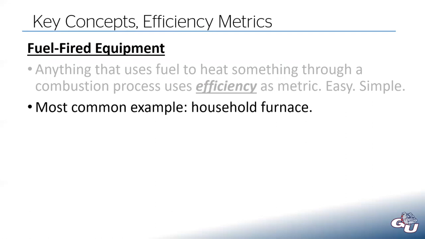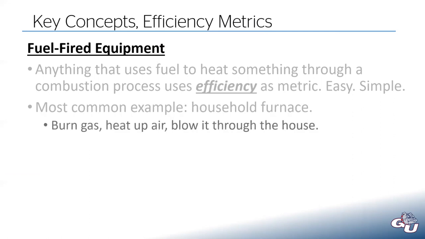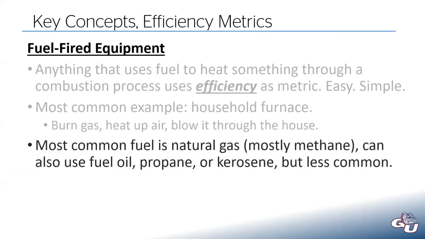In HVAC, the most common example is your standard household furnace. Any of you that live in a house, unless you have electric baseboard heat, probably have a central gas furnace that's then ducted through your house. The basic idea: you burn gas, you heat up some air, and blow it through the house. Most common fuel is natural gas, which is mostly methane. Some of the less common options would be fuel oil, propane, or kerosene.